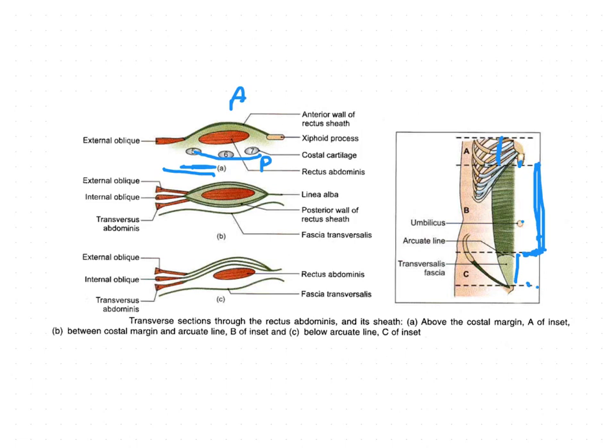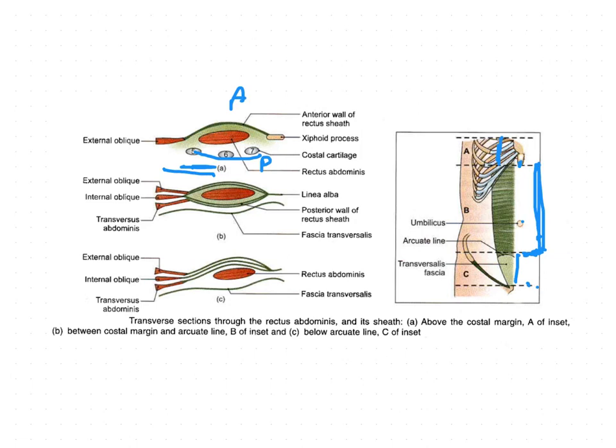This is the formation of the rectus sheath at the first region, that is above the costal margin. Now coming to region 2, that is midway between the costal margin and, simply we can call it, the arcuate line. So in between, how is this rectus sheath formed? In this region the rectus sheath is complete.